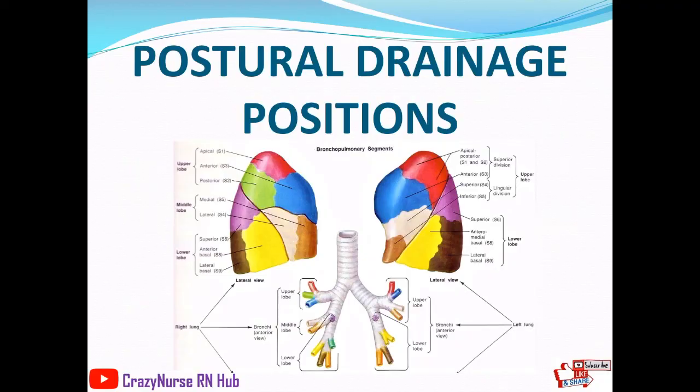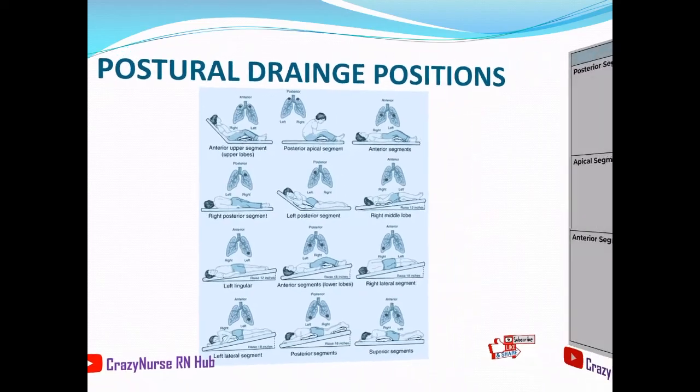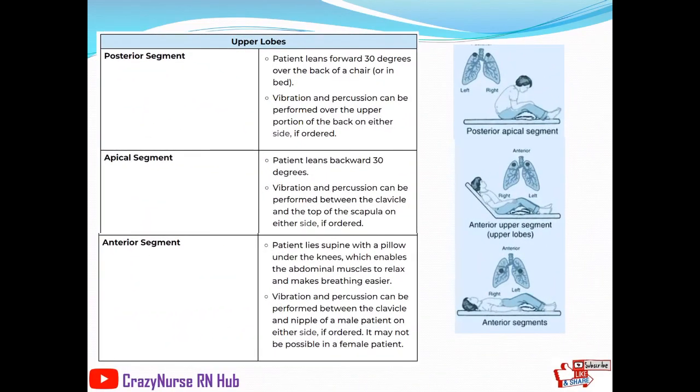So here are the postural drainage positions. First, we have the upper lobes. With this, we have different segments affected by the secretions. We have the posterior segment, apical segment, and anterior segments. Along with this are the indicated positions that our patient should perform in order for them to drain their secretions by the use of gravity.